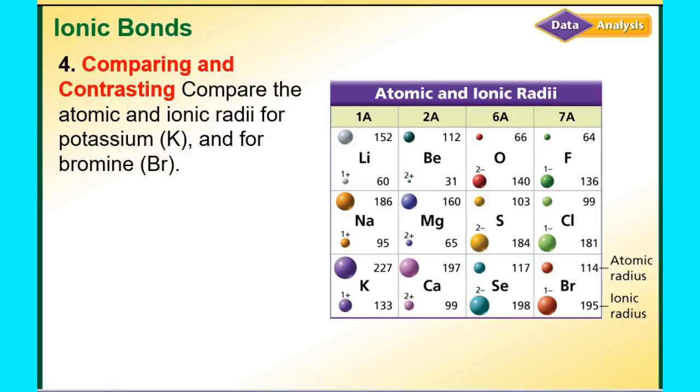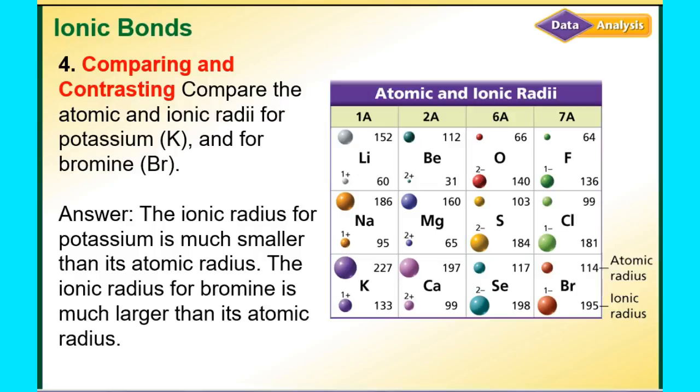Compare the atomic and ionic radii for potassium and for bromine. The ionic radius for potassium is much smaller than its atomic radius. The ionic radius for bromine is much larger than its atomic radius.